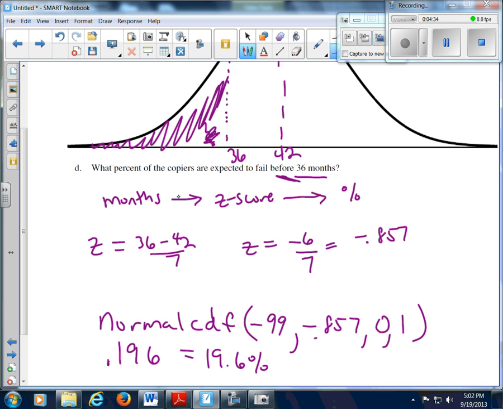We're taking our months, we're going to a z-score, and then we're going to a percent with our calculator. Hope this clarifies this question for you, and we'll move right along to the next question.